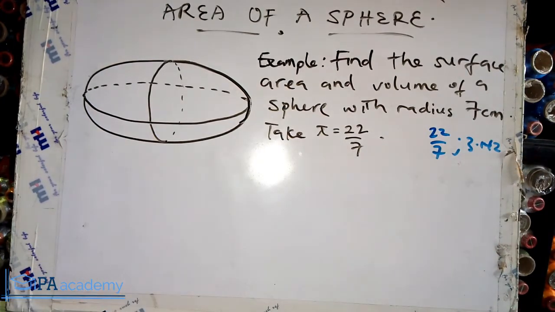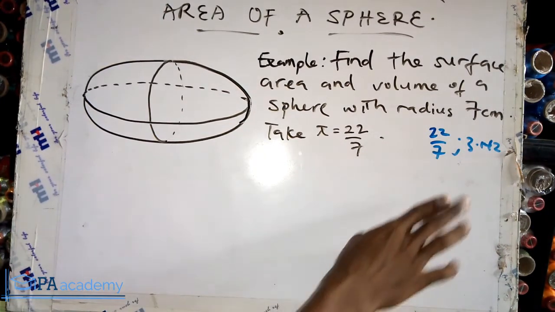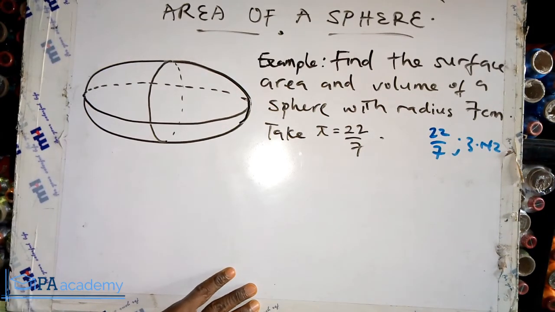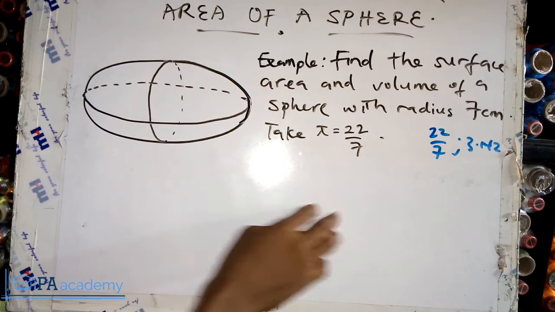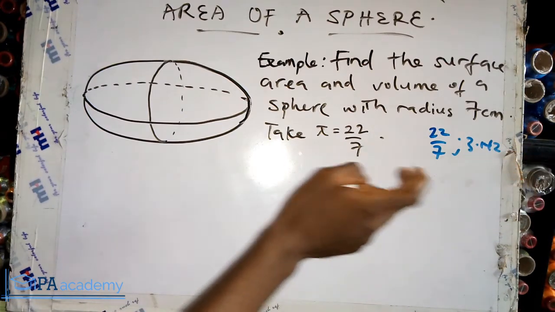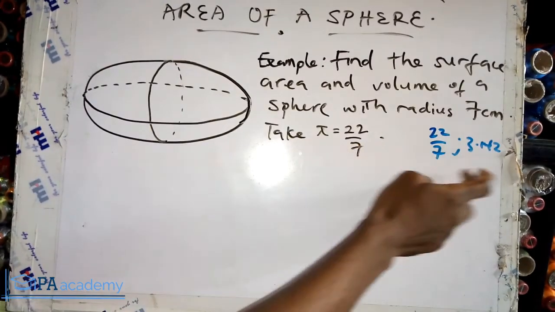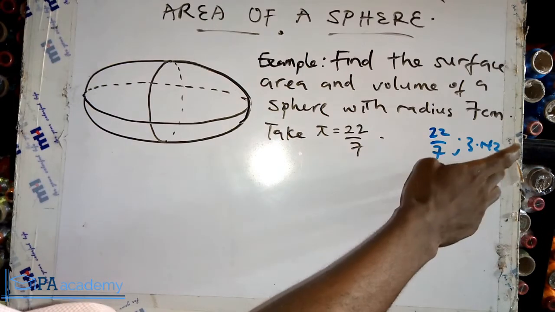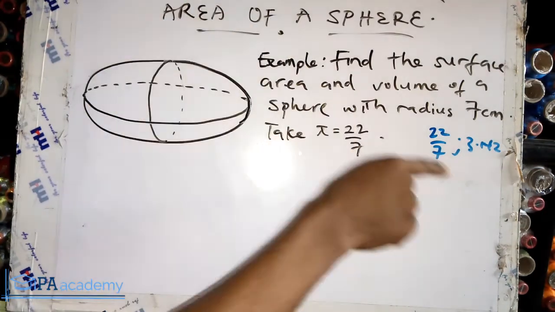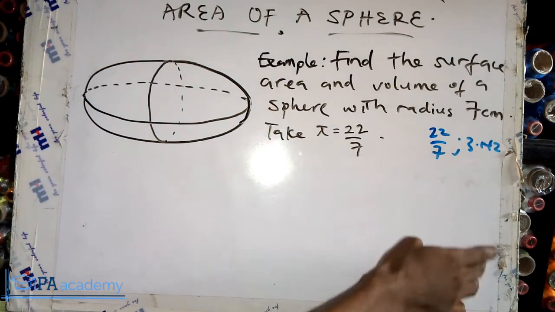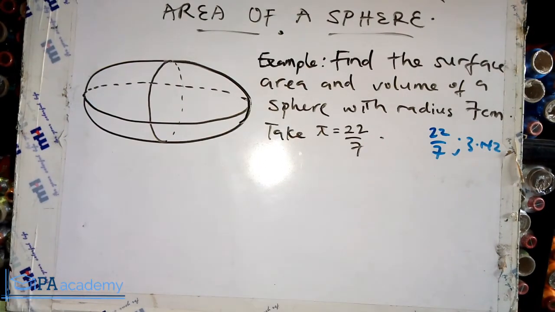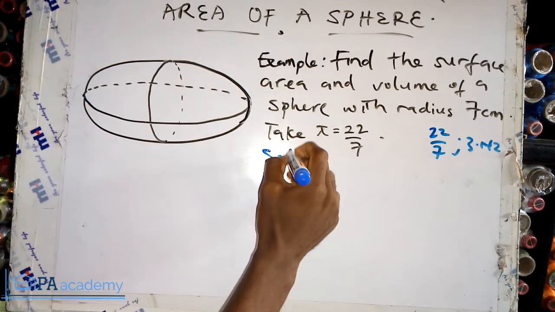But some questions can ask specifically that, okay, take pi to be 22/7 or 3.142. Whichever value the question asks you to take, make sure you follow it. If the question asks you to use 3.142, make sure you input 3.142 in your calculation, especially if you are dealing with theory, whereby you have to show your workings. If you use 22/7, you might be marked wrong for not following instruction, although your answer is correct. So let's do this solution.